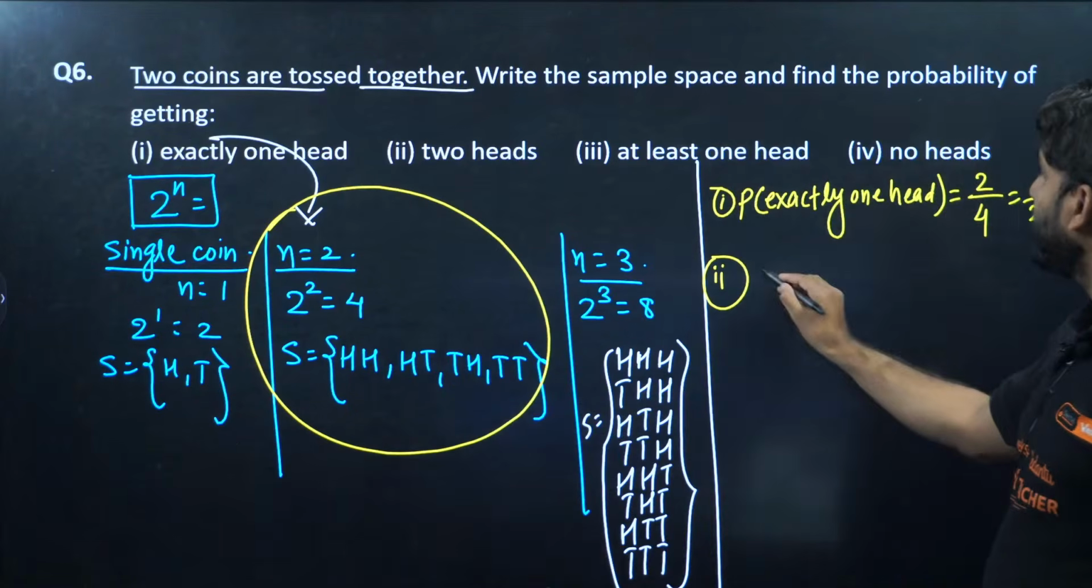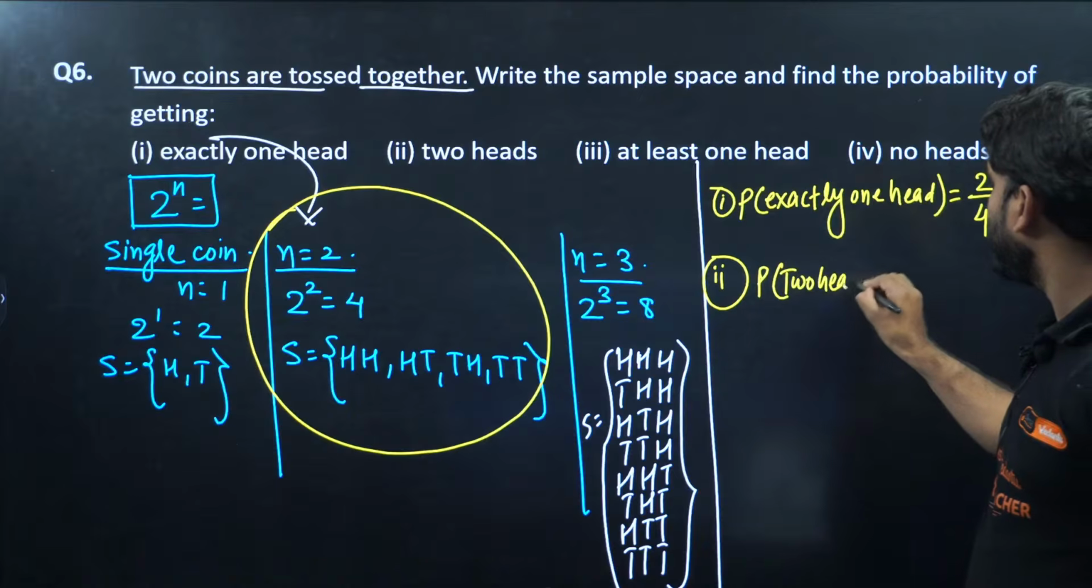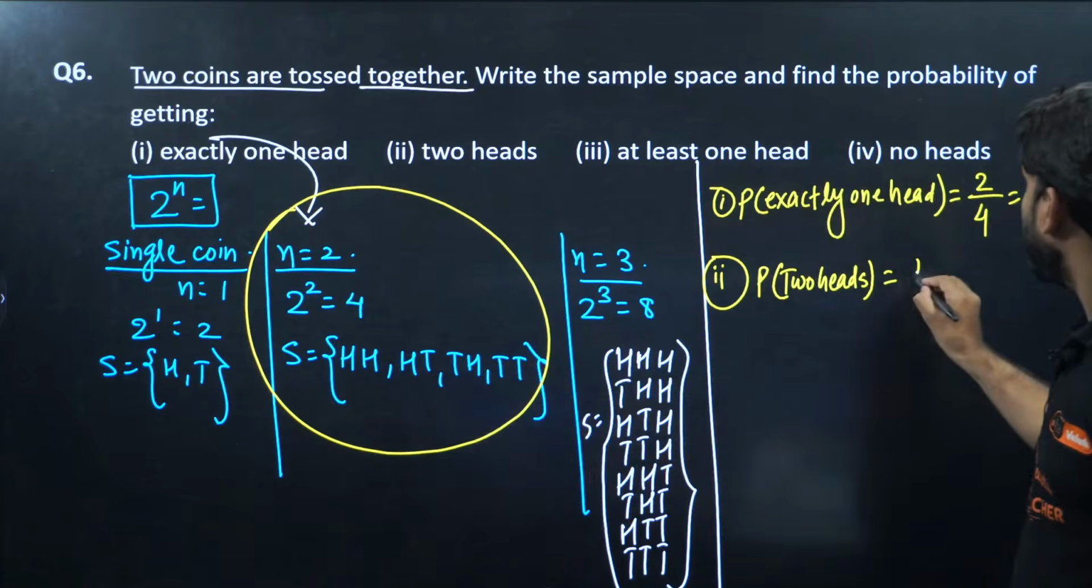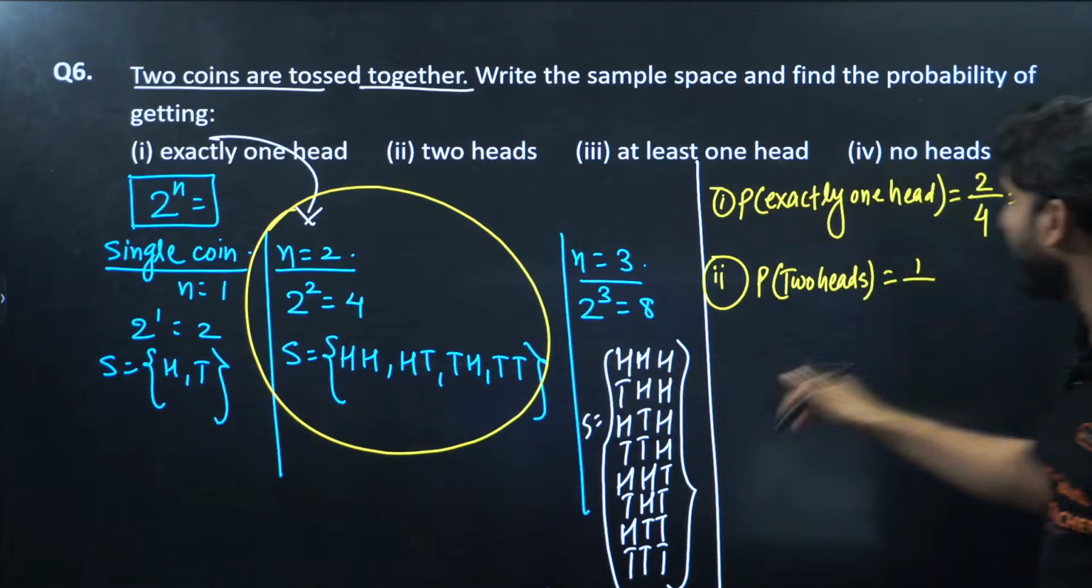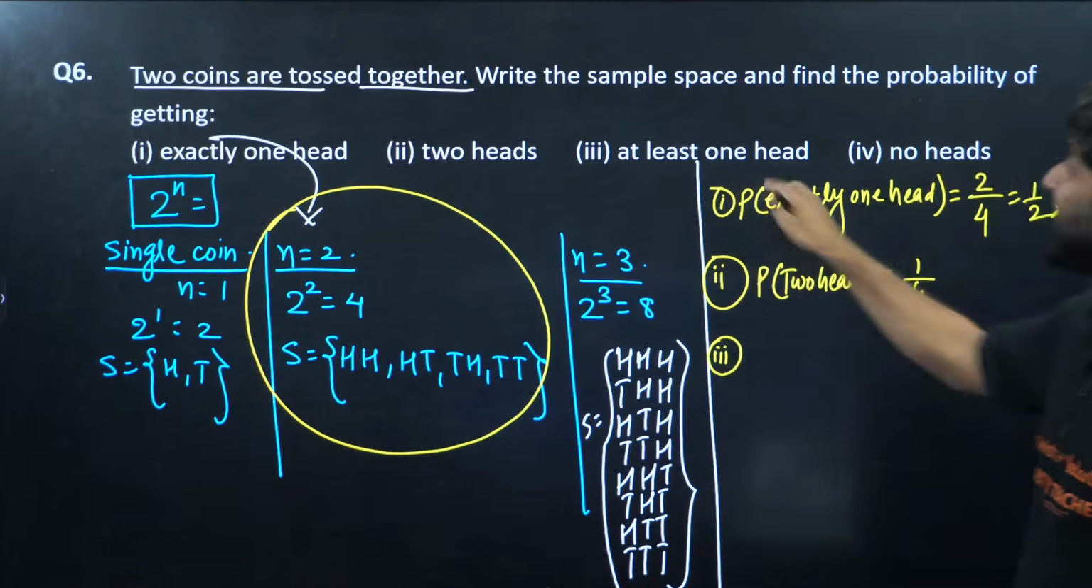Second question, two heads. Only one possibility is there. So what will be the probability of two heads? This is equal to 1, the favorable outcome is 1, and the total number of outcomes is 4, so 1 by 4.